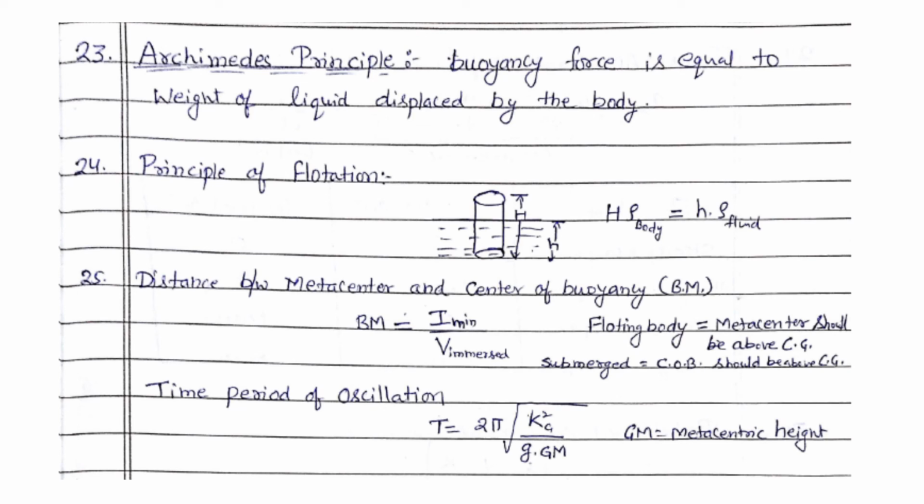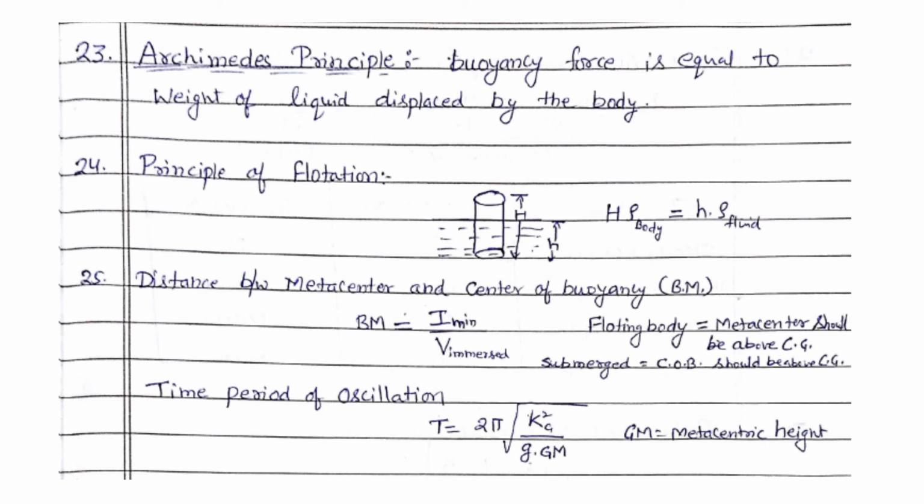Now Archimedes principle. Archimedes principle says the buoyancy force is equal to the weight of liquid displaced by the body. Buoyancy force is the thrust force in the upward direction applied by the liquid on the body, and this is the principle of flotation. If the buoyancy force is equal to the weight of the body, then the body will float. So H into rho body is equal to small h, the immersion of the body inside a liquid, multiplied by the density of fluid.